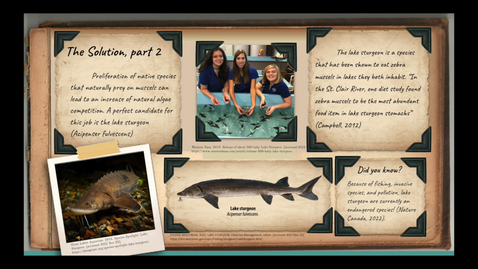A perfect candidate for this job is the lake sturgeon, a native species in Lake Erie that is currently endangered. This species has been shown to eat zebra mussels in lakes they both inhabit, such as the St. Clair River. An increase in sturgeon would both reduce mussel population in Lake Erie, making algal blooms harder to produce in low phosphorus conditions, while also increasing the population of a currently endangered species.